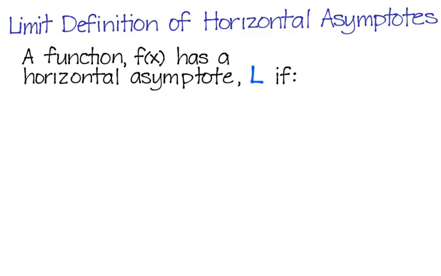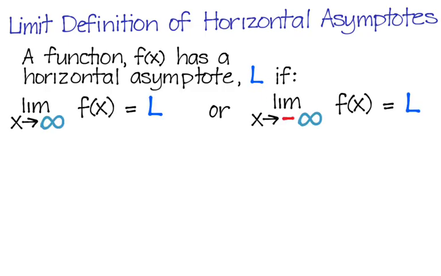This is the limit definition of horizontal asymptotes, which is different than what we did in Algebra 2. It's an actual limit definition, and it says this. A function has a horizontal asymptote. We're just going to use the letter L to stand for that constant, whatever it is. So a function has a horizontal asymptote if the limit as x approaches positive infinity equals that limit L, or the limit as x approaches negative infinity of that function equals L.